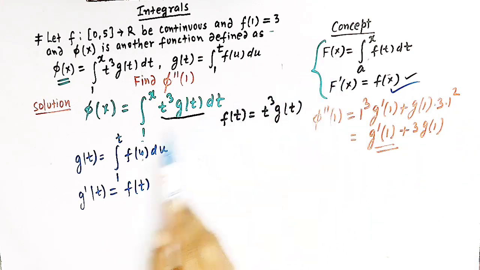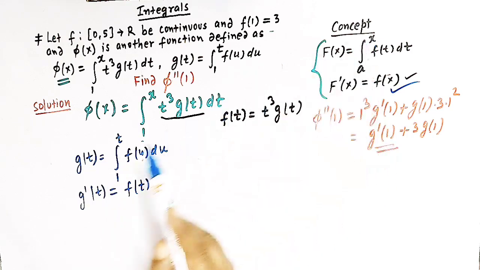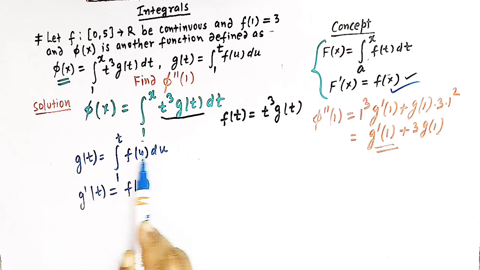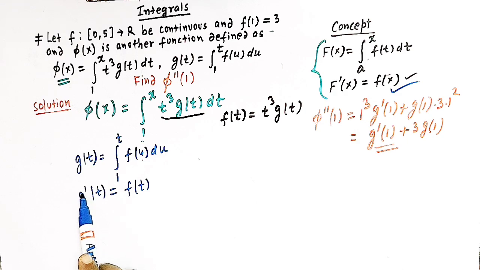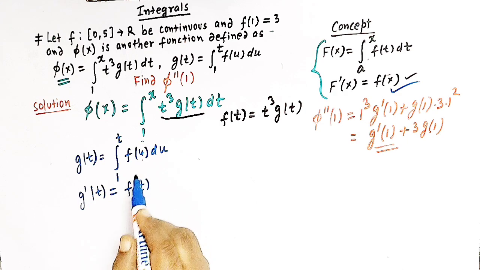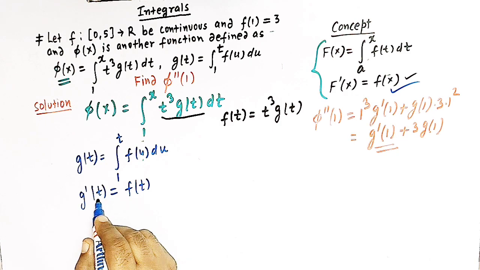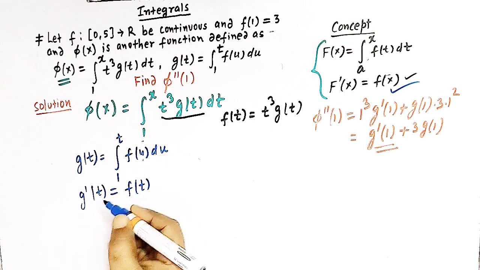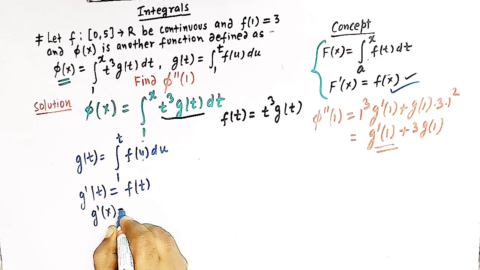Here we have f of x, here we have g of t, and then the integral a to x, here we have the integral 1 to t of f of u du. So differentiating both sides with respect to t, g prime of t is equal to f of t, right? Now see here, t is a dummy variable, so we can replace this t by x also. So we can now write g prime of x is equal to f of x, right?